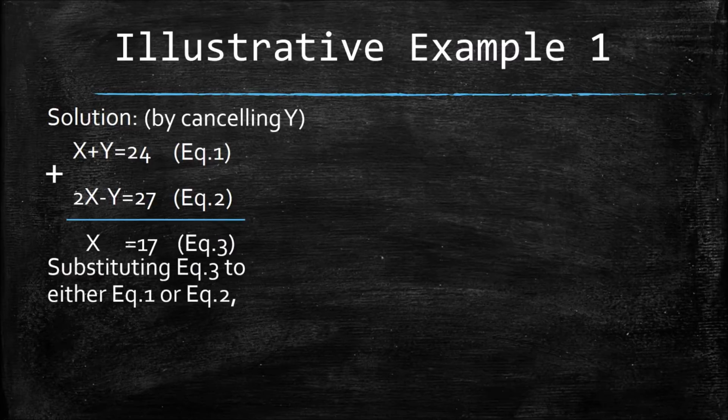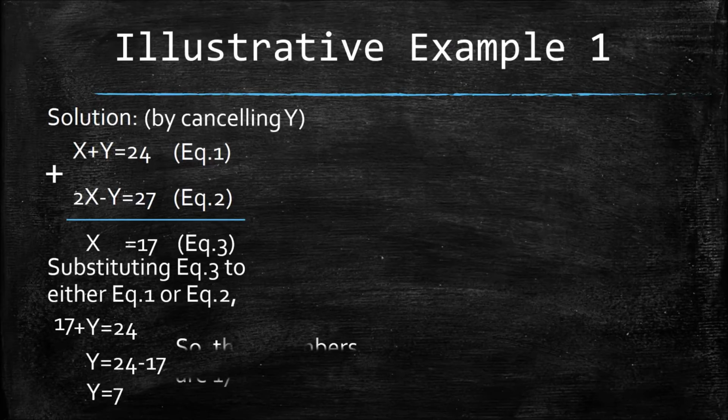Substituting x to either equation 1 or 2, let's say equation 1, x plus y is equal to 24. And since we know from equation 3 that x is 17, we can write 17 plus y is 24. y therefore is 24 minus 17, hence y is 7. So the two numbers are 17 and 7.